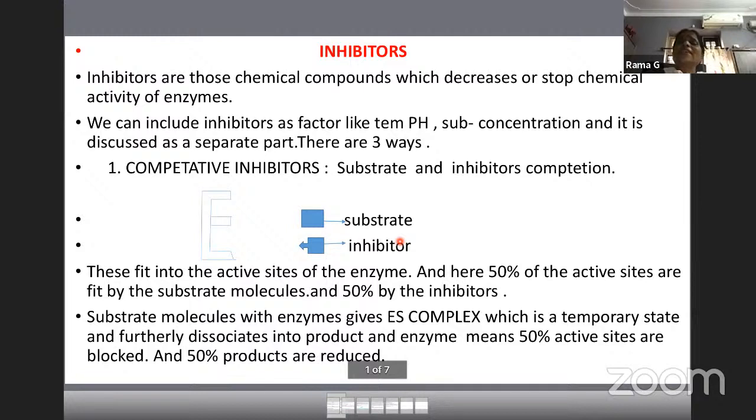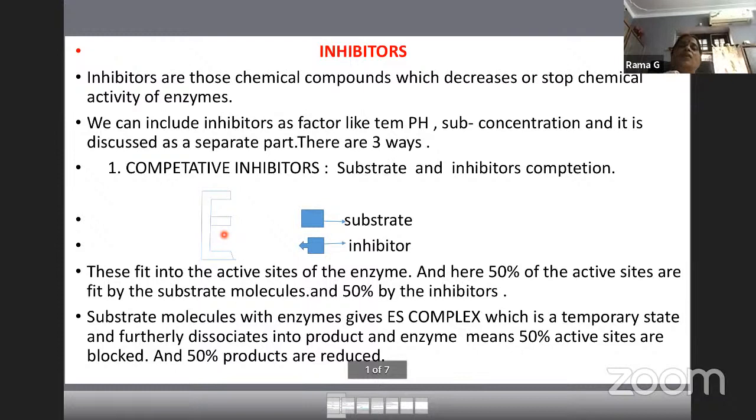And this 50% is occupied by inhibitors, and they block the active sites of the enzyme. As a result of this blocking, products are not developed from this. And as a result of these inhibitors, the total production rate will be decreased or reduced. So here 50% of products are reduced by the occupation of inhibitors in the active sites of the enzyme. So this is the competitive inhibitors' nature.